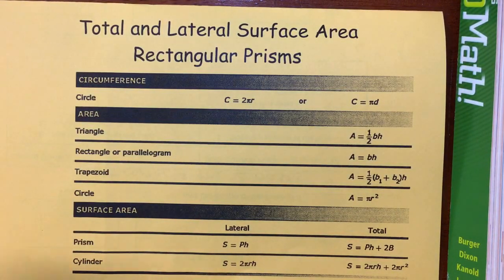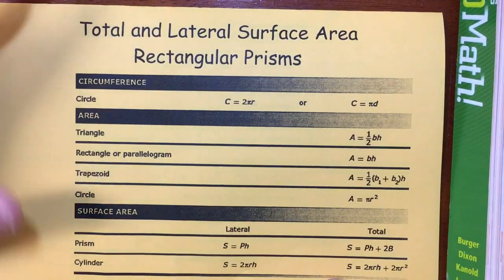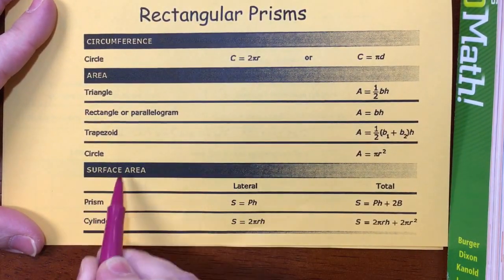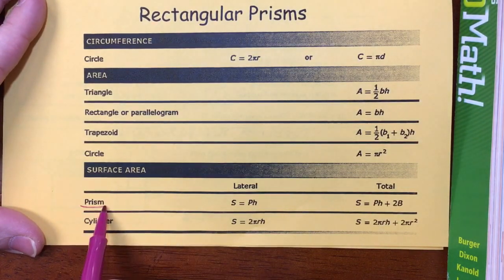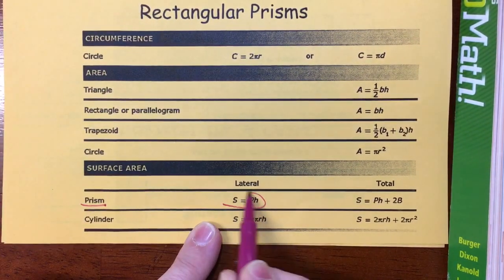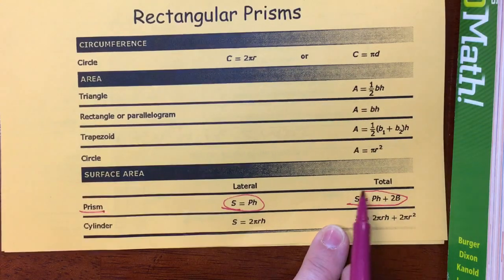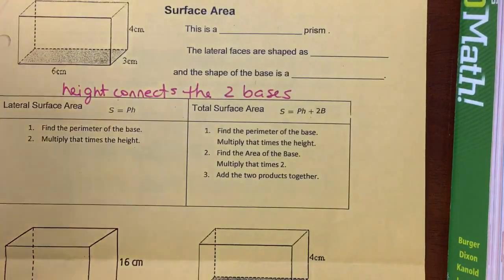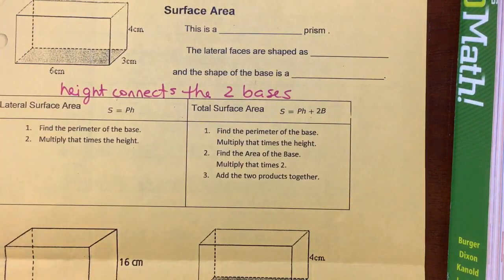Okay, total and lateral surface area for rectangular prisms. You're going to need to find the formulas on your formula chart. So surface area for prisms is right here. Here's the lateral formula. Here's the total formula.